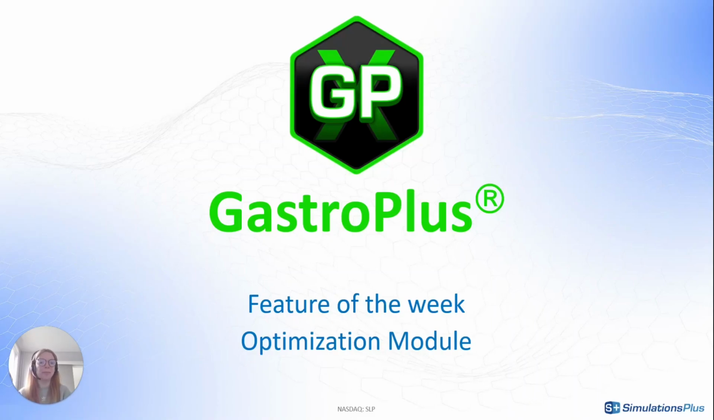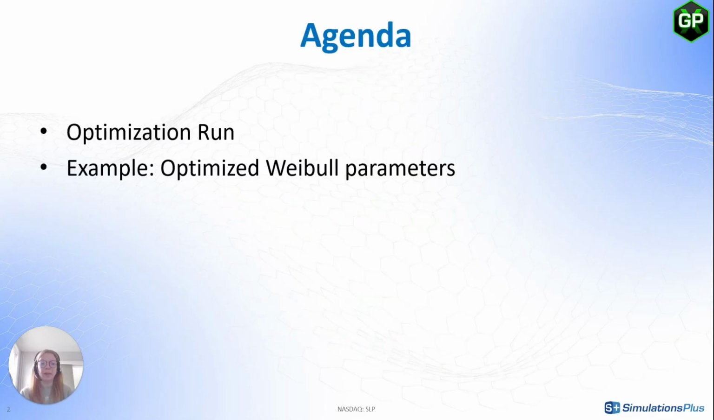My name is Fiona Pley and we will today talk about the optimization module, which is an optional module in GastroPlus. In this feature of the week, you will learn about the optimization run and how to set one up using an example that calibrates Weibull parameters for an in vitro dissolution profile based on an observed CP time profile. Let's switch to the GPX.2 interface now.